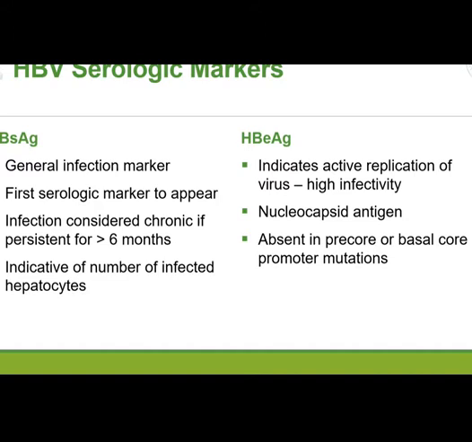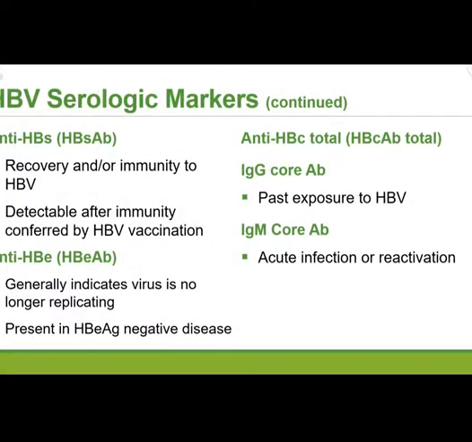It is indicative of the number of infected hepatocytes. E antigen is indicative of active replication of the virus, and those patients who are E antigen positive are highly infectious. There's a nucleocapsid antigen, and it is absent in pre-core or basal core promoter mutations. Antibodies to surface antigen highlight that perhaps the patient has recovered and developed immunity. And those people like us who have had hepatitis B vaccination have these antibodies in our blood, which is conferring immunity to us for this disease.